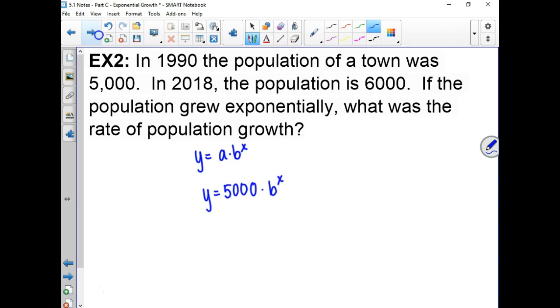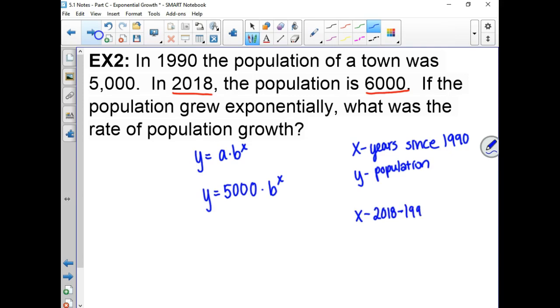Now, here I don't have enough information to figure out the growth rate right away. But I do know in 2018, the population was 6,000. Now keep in mind here, x is years since 1990, and y is population. Okay, so 2018 is my x, except I need to do 2018 minus 1990 to find that it has actually been 28 years since 1990. So my x is 28, my y is 6,000.